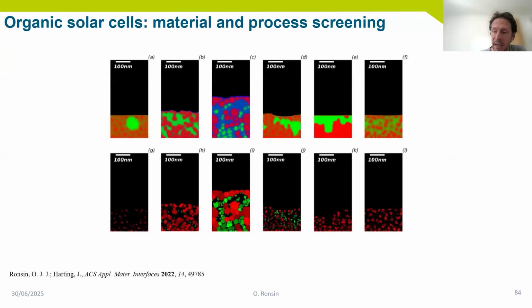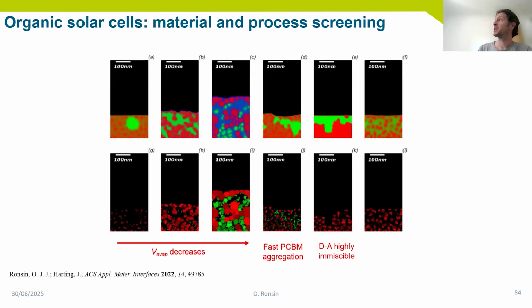Of course, the idea is to do that for different conditions, mostly processing conditions. So we could see what's happening to the morphology for different drying rates, for instance. But we can also vary the material parameters, checking what happens, for instance, if the acceptor crystallizes faster, or if the mixture is less miscible or more miscible. This means we are able to generate morphologies to understand how the morphology changes with processing and material parameters.